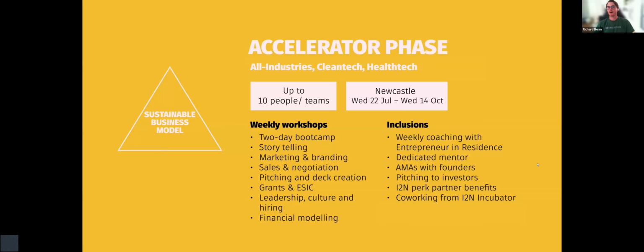That program will take part between Wednesday, the 22nd of July and the 14th of October. I did mention before, boot camp happens on the 1st and 2nd of July, which is a Wednesday and Thursday. So you'll have 3 weeks to make a decision on whether you'll take part in the accelerator program. So there's a bit of a gap in between that.